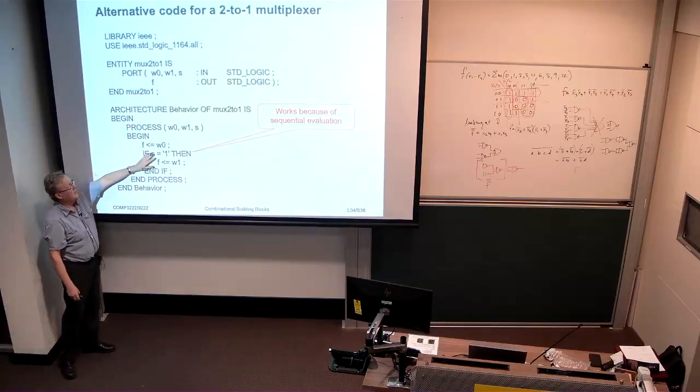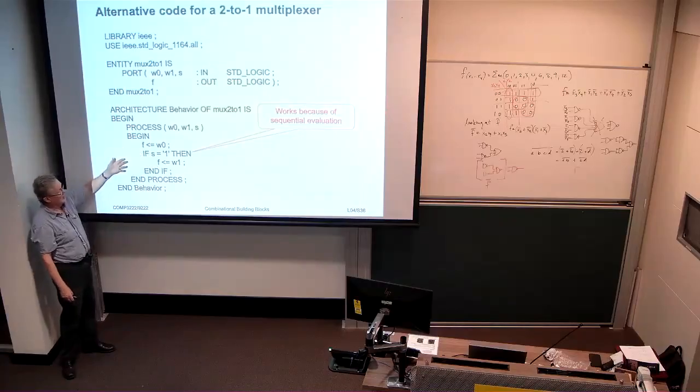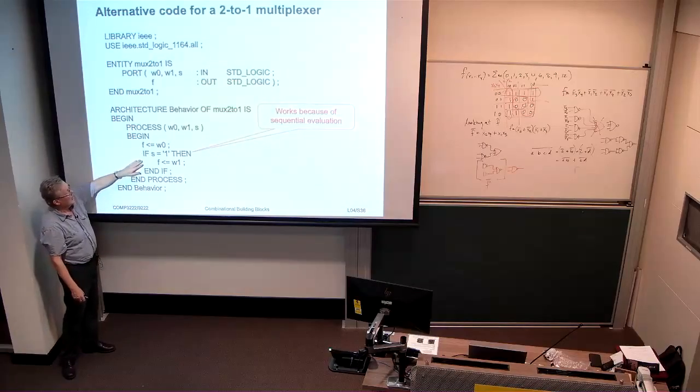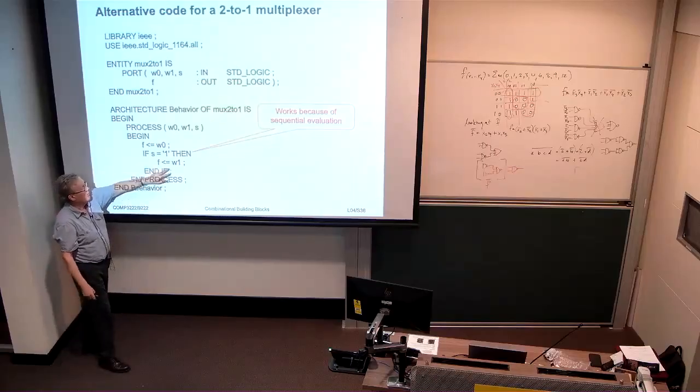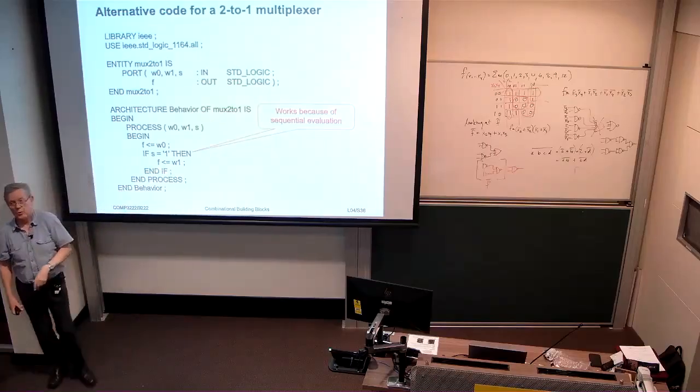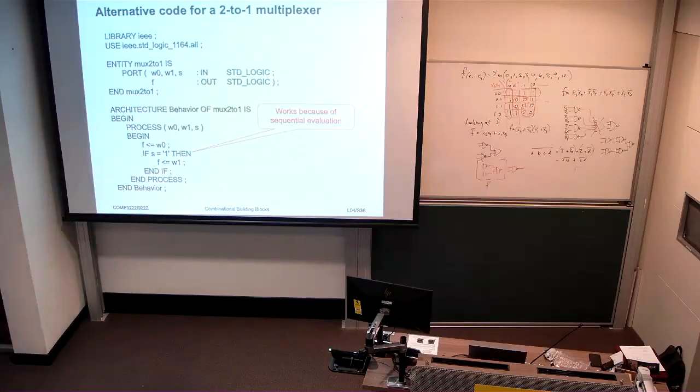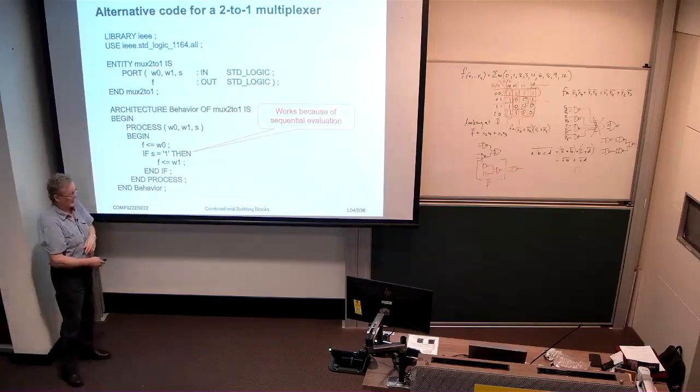So here's another way of expressing the same code. We make an assignment of W0 to F, and because of the sequential evaluation, we check whether S is 1, and if it is, we actually assign W1 to F. So there's a default assignment of W0 to F, but if S happens to be 1, then W1 is the value that gets assigned to F.